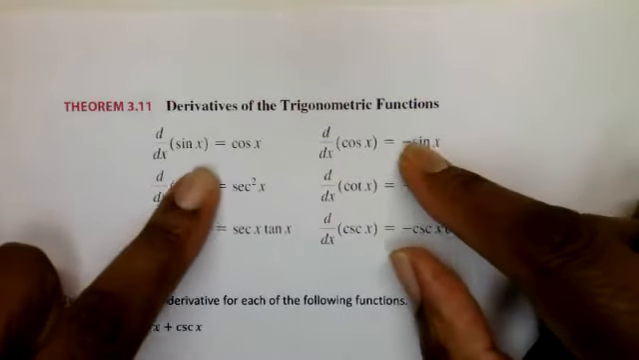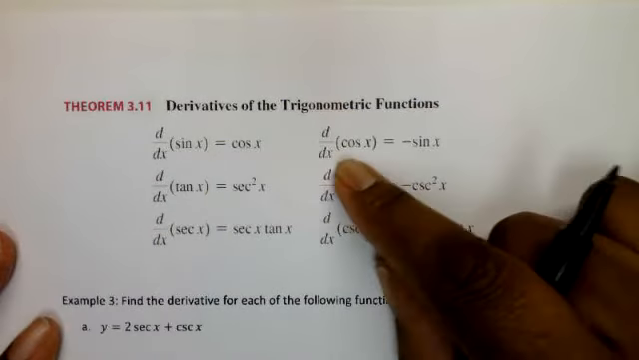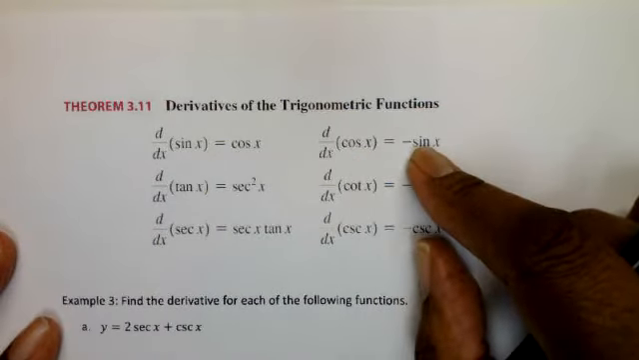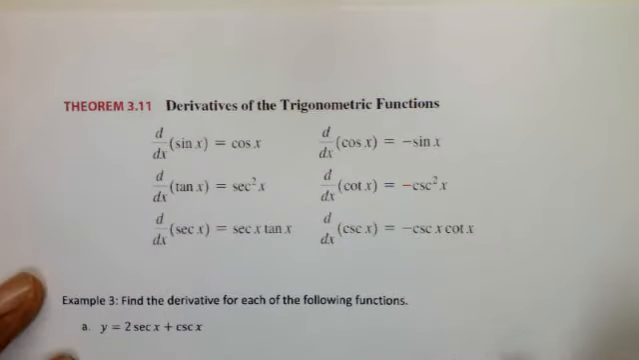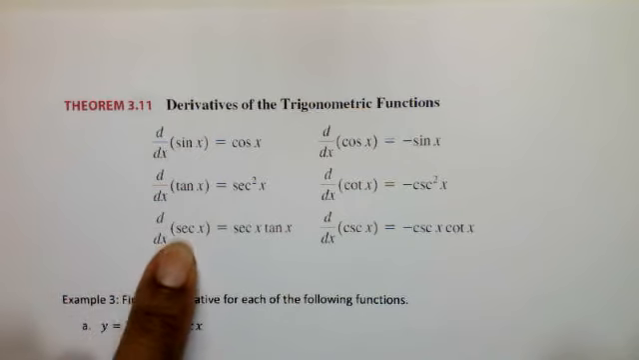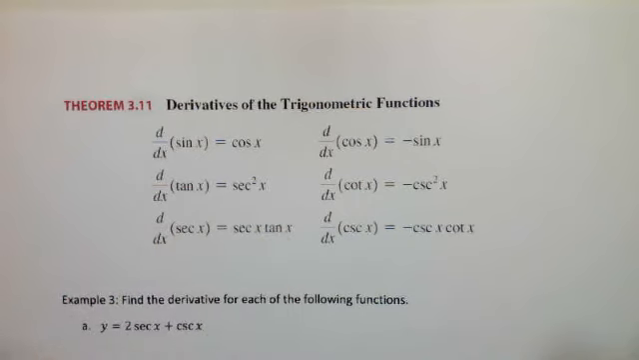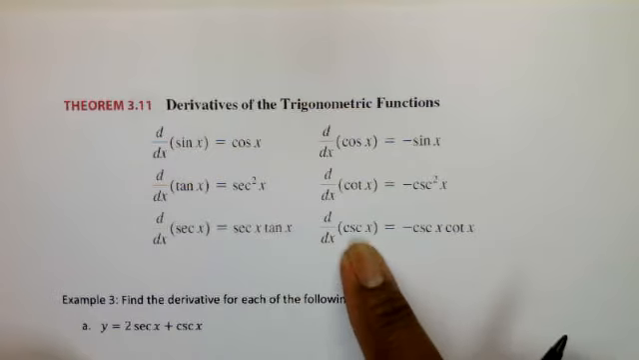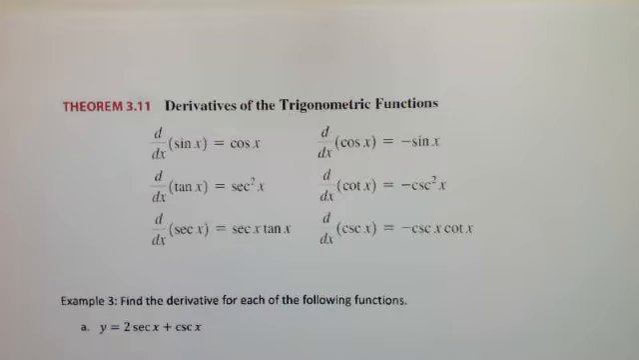All right, so we've already talked about these first two. The derivative of the sine of x is cosine of x, and the derivative of the cosine of x is negative sine of x. Now for the tangent, its derivative will be secant squared of x. And then for cotangent, its derivative will be negative cosecant squared x. And then the derivative of secant x will be secant x times the tangent of x. And then for the cosecant of x, its derivative will be negative cosecant of x cotangent of x.